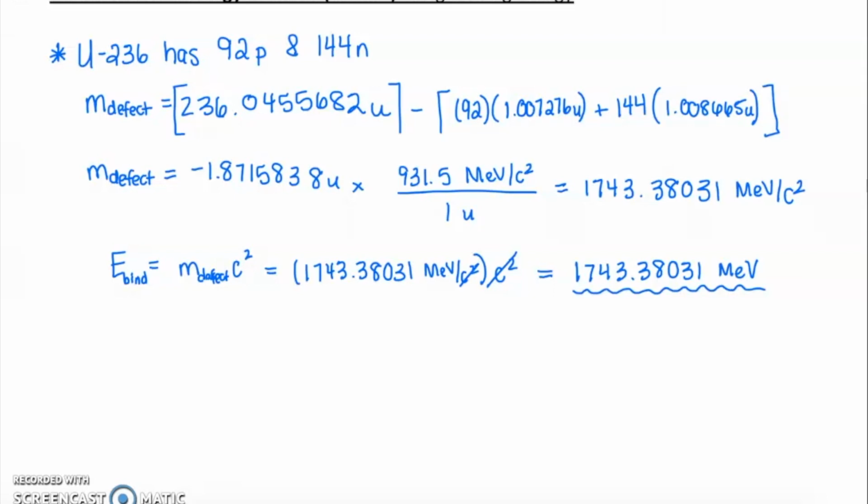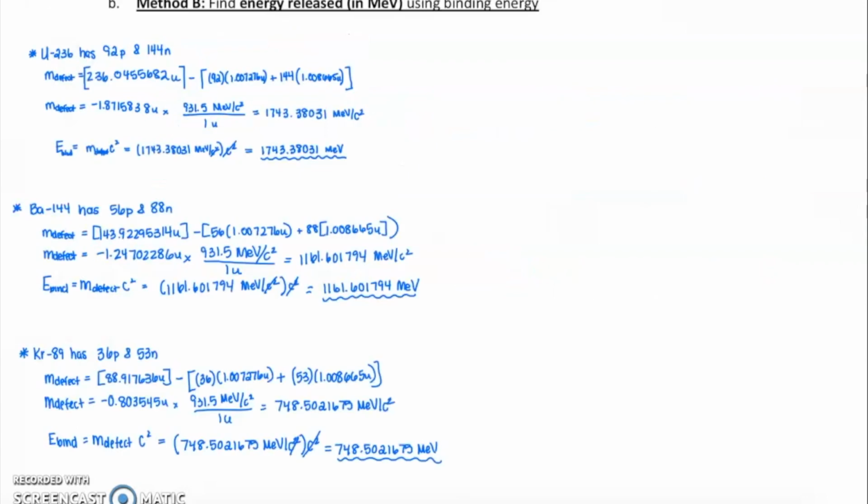What this means is that it would take 1,743 and some decimals mega electron volts to take a uranium nucleus and split it apart into its 92 protons and 144 neutrons. I'm going to repeat this process now for barium and krypton, and then we'll think through neutrons. Okay, so I've gone through, I have calculated the binding energy for barium and krypton. And so I have done all of my atoms.